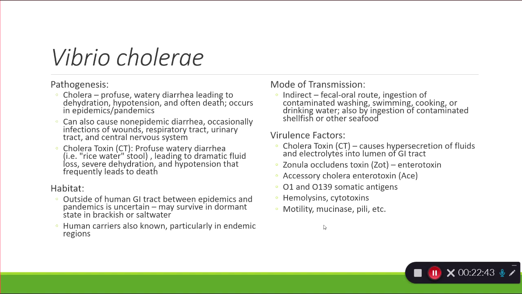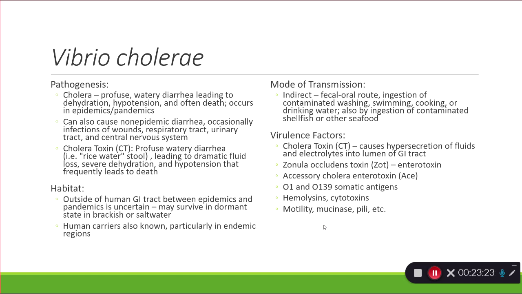The next one is Vibrio cholerae. This causes cholera, which is a profuse watery diarrhea leading to dehydration, hypotension, and often death. We find this in epidemics or pandemics of Vibrio cholerae. It can cause non-epidemic diarrhea, occasionally infections of wounds. We see it in the respiratory tract, urinary tract, and the central nervous system. Cholera toxin causes a profuse watery stool, also known as rice water stool. It leads to dramatic fluid loss, severe dehydration, and hypotension that often leads to death.